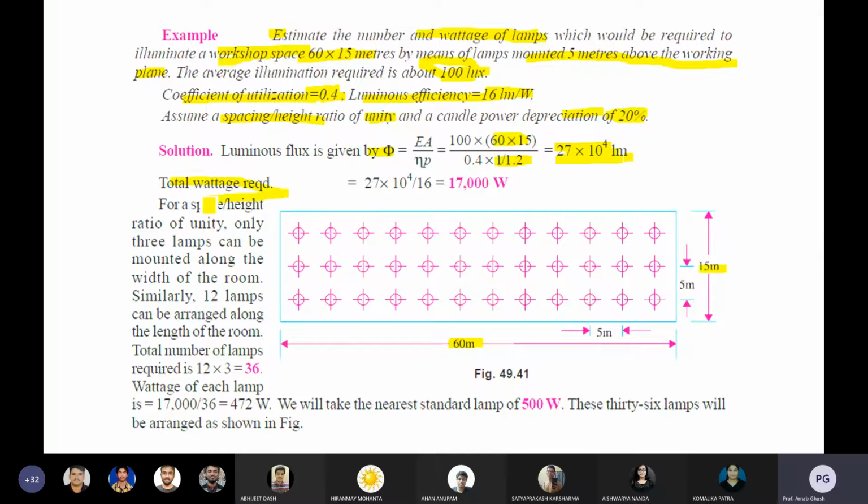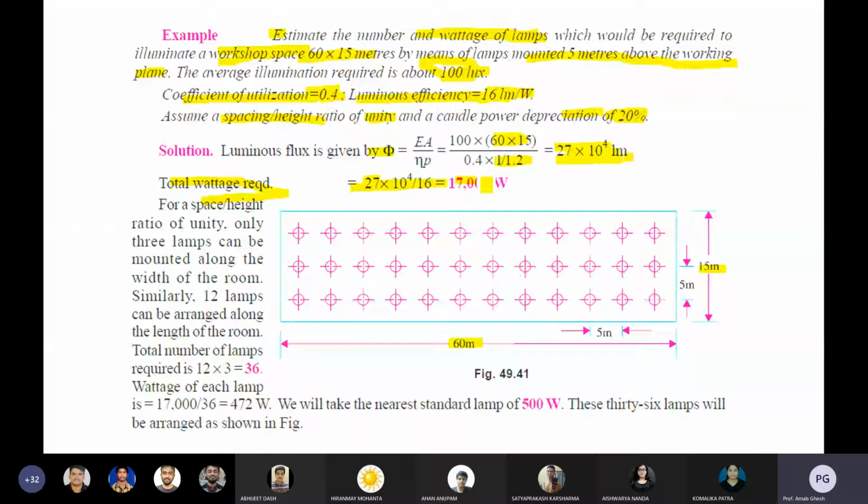So how many watts are required? You directly divide that value by 16, because 16 is the given luminous efficiency. So you are getting 17,000 watt.